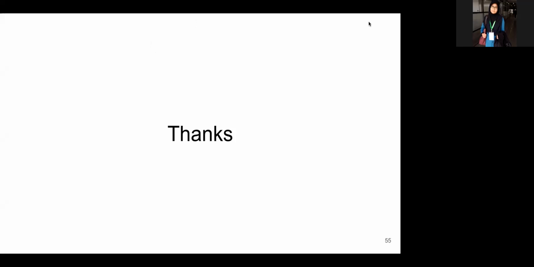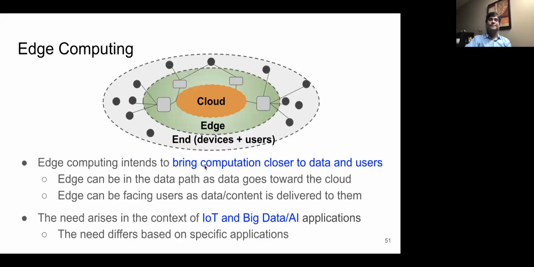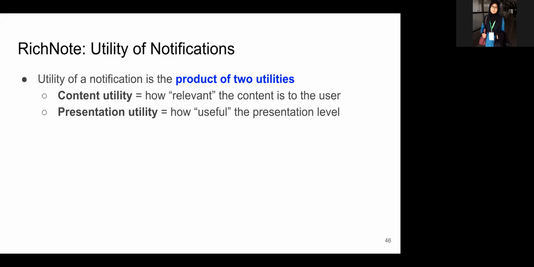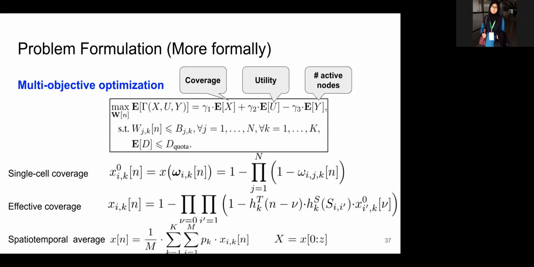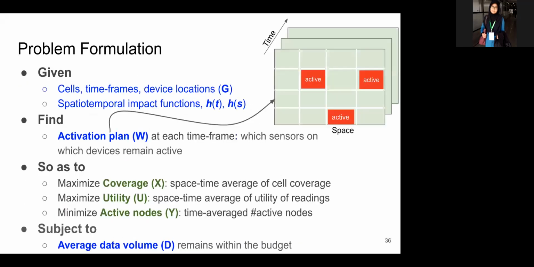Now, I had a question. I was wondering, with my small brain, about the two constraints you mentioned. One is minimizing the active nodes, and the other is the coverage. My question is, if I minimize the active nodes, will there be any conflict with the area coverage? Yes, you are right.